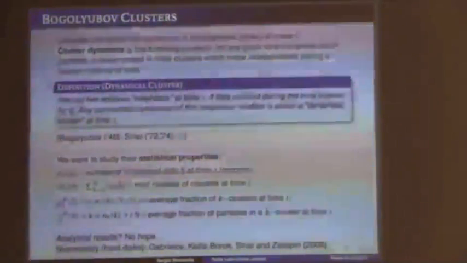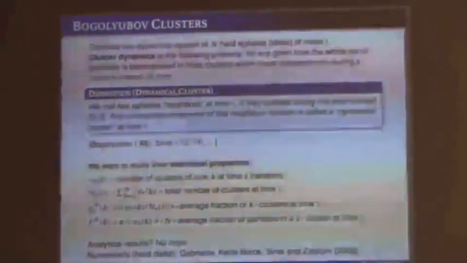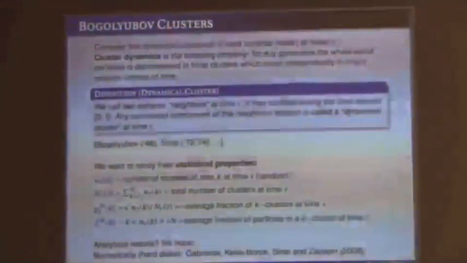So let us go back again to the dynamical system of hard spheres of mass 1, or disks, in two dimensions. The property in cluster dynamics is the following, very simple. For any given time, the whole set of particles is decomposed in finite clusters which move independently during a random interval of time. We call two spheres neighbors at time t if they collide during the time interval 0 to t. And then any connected component of this neighbor relation is called a dynamical cluster at time t.